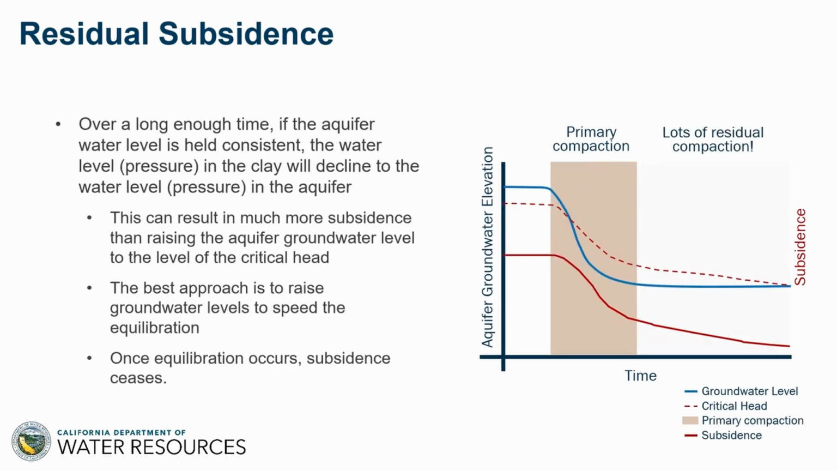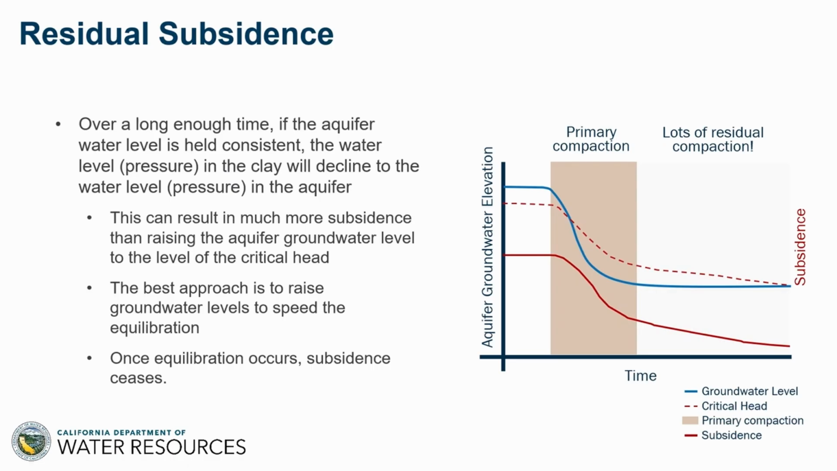A few final points on residual subsidence. The best way to stop and manage subsidence, and to get a recovery in some cases of groundwater levels, is to speed up the equilibration between the clay beds and the sands. The opposite approach would be if the groundwater level declines and doesn't recover at all. So you have 2 opposite approaches here, one where the groundwater level recovers, and the second where the groundwater level stays at that depressed lower level.